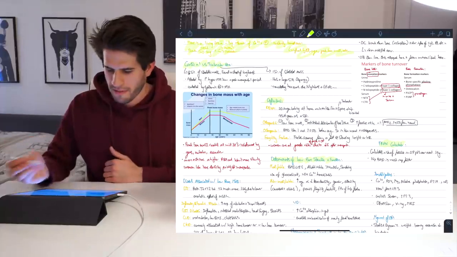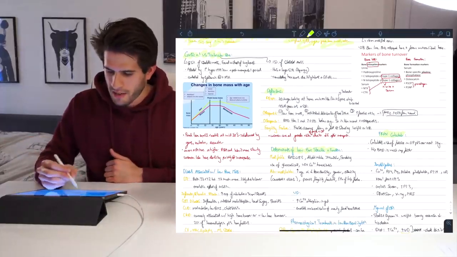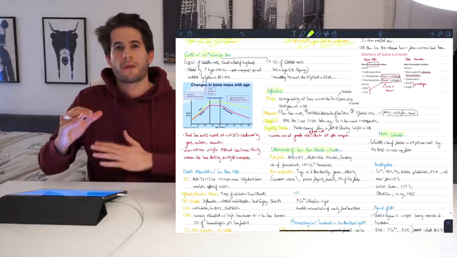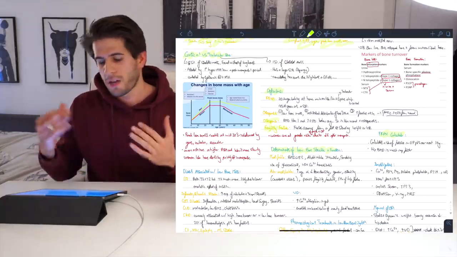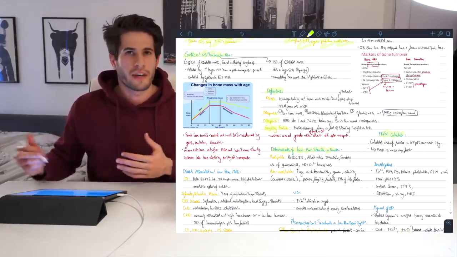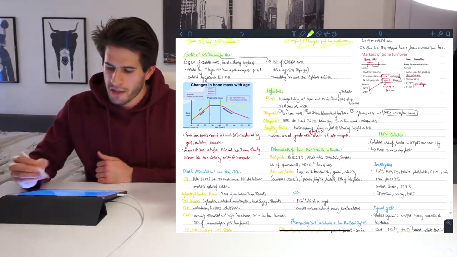For example, let's talk about definitions. We have the DEXA scan, osteoporosis, osteopenia, fragility, etc. These are subheadings within the single lecture slide, and I'll put those in a different color as well. All of my normal writing, general facts, general ideas, etc. is going to be done in gray.